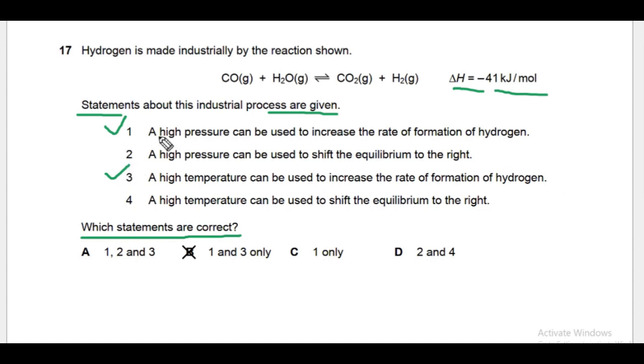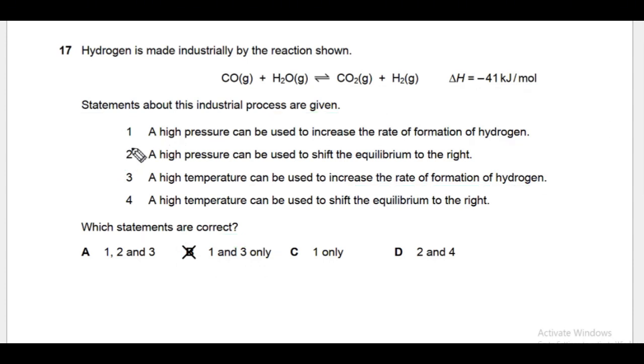Why? A high pressure can be used to increase the rate of formation of hydrogen. Yes, if pressure increases, molecules become closer, more successful collisions occur, and the rate of reaction increases. So 1 is the right answer, and 3 is right. Why? A high temperature can be used to increase the rate of formation of hydrogen. Yes, if you increase temperature, the rate of reaction will increase. 1 and 3 is the right answer.